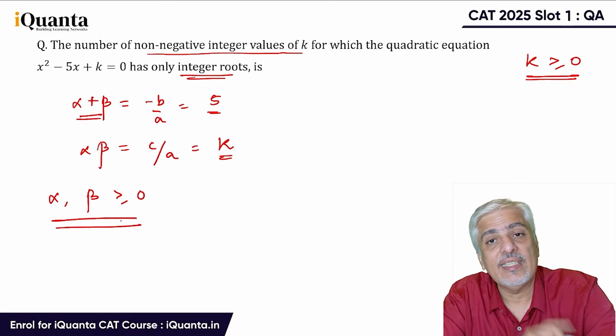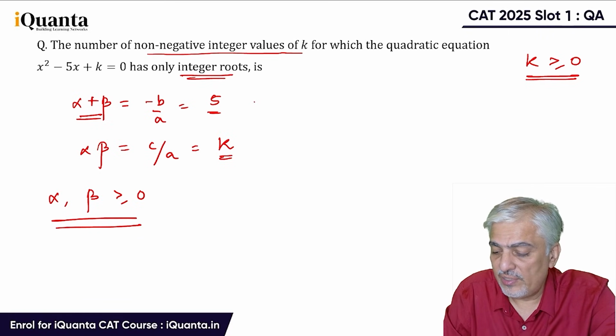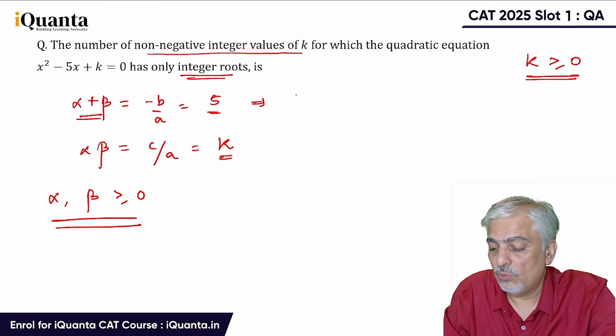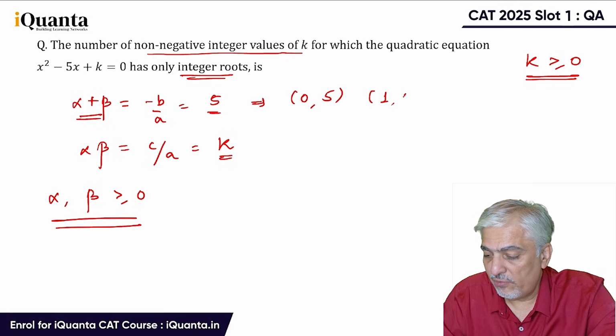Very important to understand that. Once you understood that, I thought the sum was very simple. So what were the different cases you could take for alpha beta? We could take 0 comma 5, because 0 plus 5 is 5. We can take 1 comma 4, and we can take 2 comma 3.